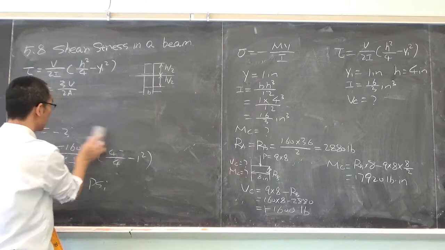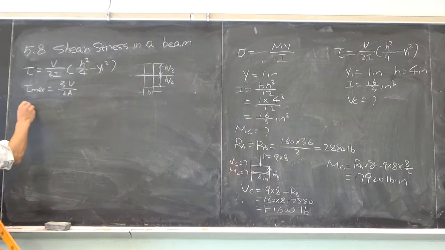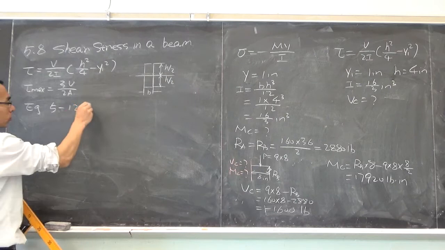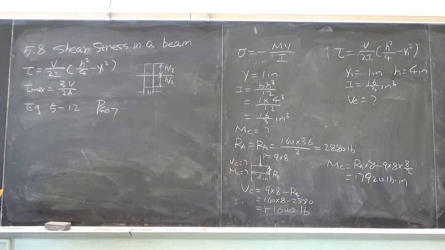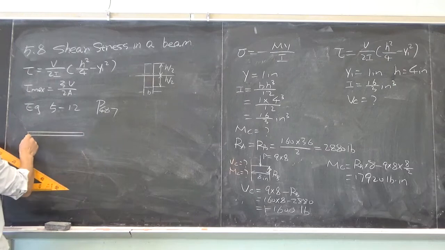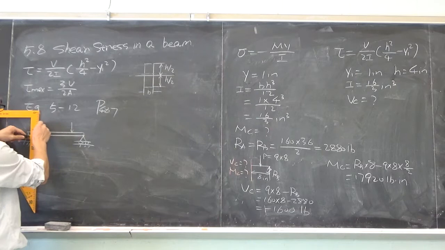So this one is a kind of load on a beam. We have a simple beam. We have a two-point load. I think we have this one in the homework. So it is a symmetric load.